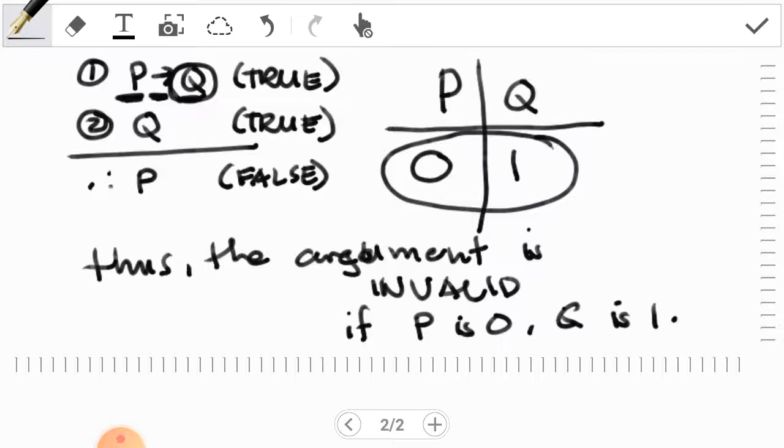Again, for an invalid argument, we will force our conclusion to be false, and we will attempt to make our premises to be true. If we can show that the conclusion can be false, each premise can be true based from some truth values of our propositions, then the argument is invalid.